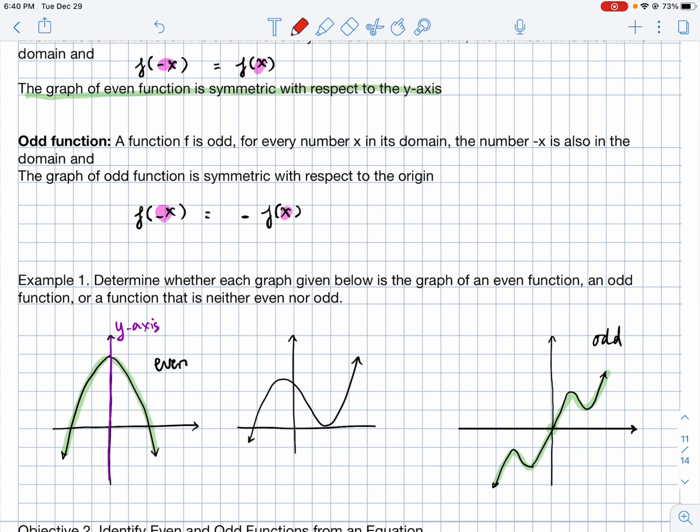In the second one, we look at the y-axis and you see that the left-hand side and the right-hand side are not mirrors of each other. And now we check the origin 0, and you see that they are not symmetric with respect to the origin. So the middle one is neither.